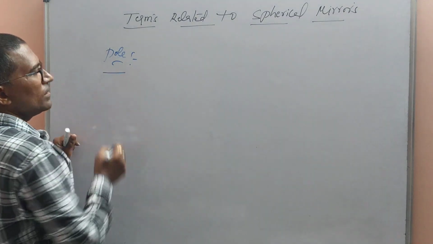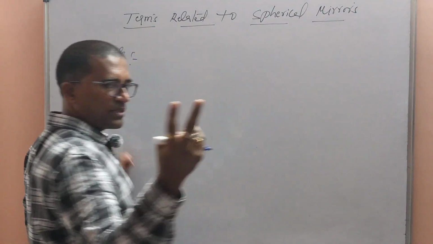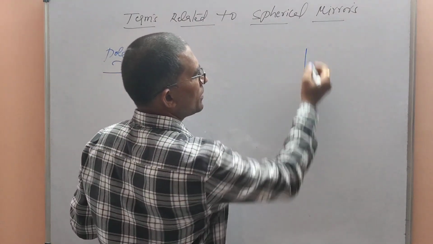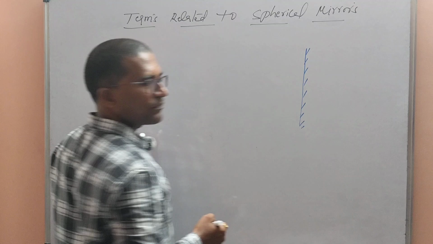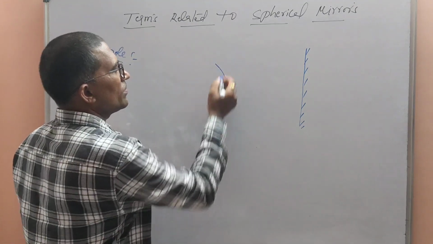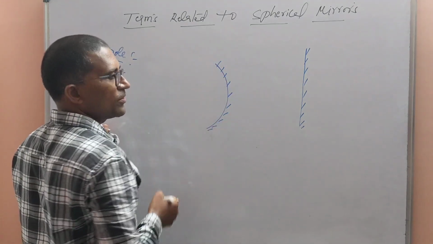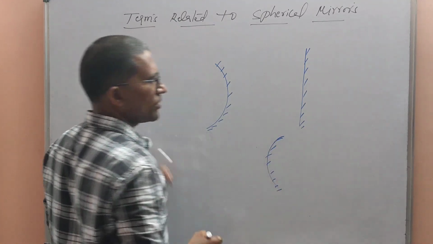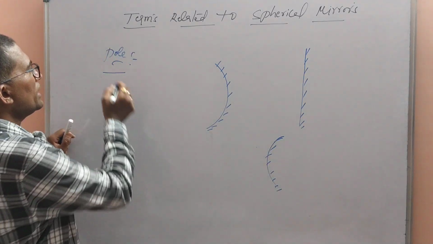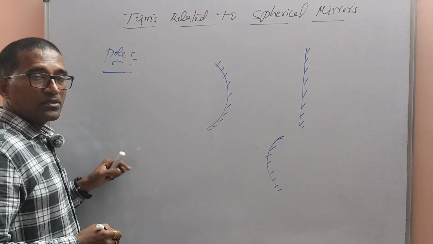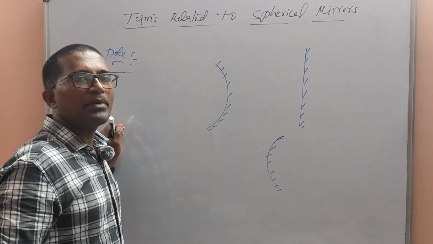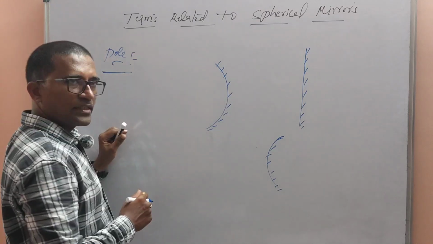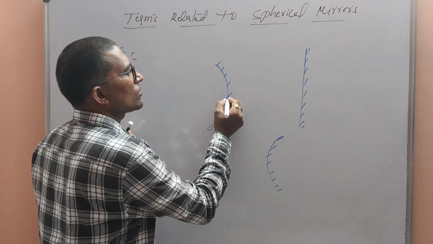Spherical mirrors are of basically two different types. But before that, we'll talk about the plane mirror. This is a plane mirror, and this is a curved mirror, that too a concave mirror, and this is another curved mirror, a convex mirror. So what is the meaning of the pole of a mirror? The geometrical center or midpoint of the mirror is called the pole.